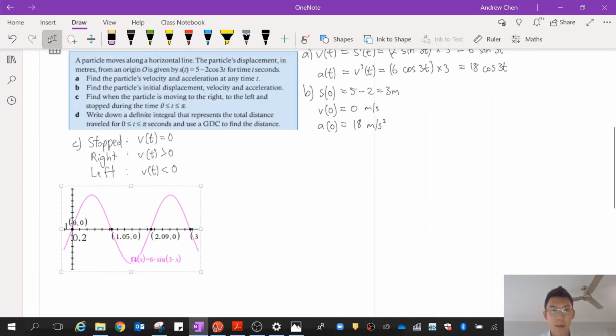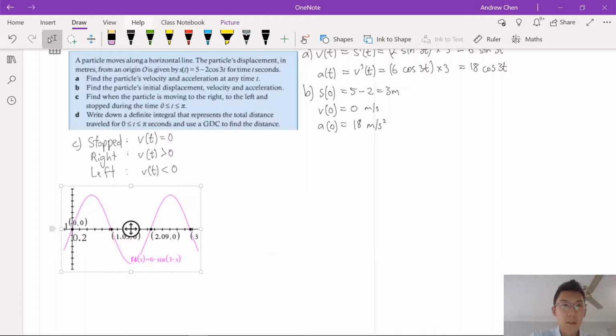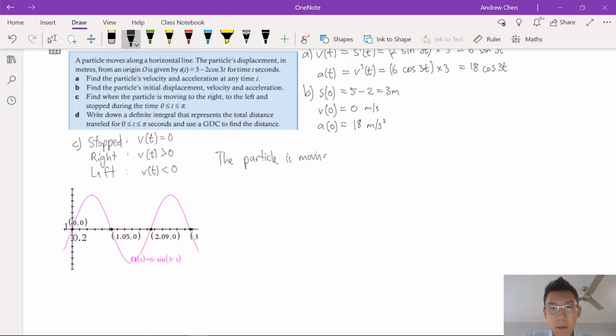Alright, so let's answer the question. Now, let's just start with when it's moving to the right. So the particle, and we can see this from the graph, in the intervals. So in between 0, t. Now, since this is a sine graph, we can see 3 sections, I guess, between 0 and pi.